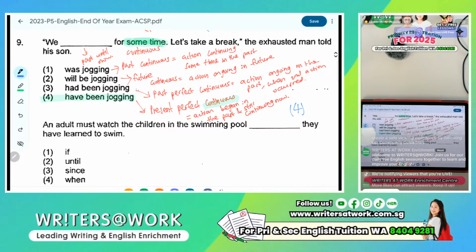So let me just give everybody some example sentences to illustrate what each of these other tenses means. Okay? So "was jogging" is to show action that is continuing sometime in the past. For example, John was jogging in the park last evening. So we are looking at yesterday evening, which is a period of time from 6 p.m. all the way until 9 p.m. So this tense here will be used when the time is not specified.